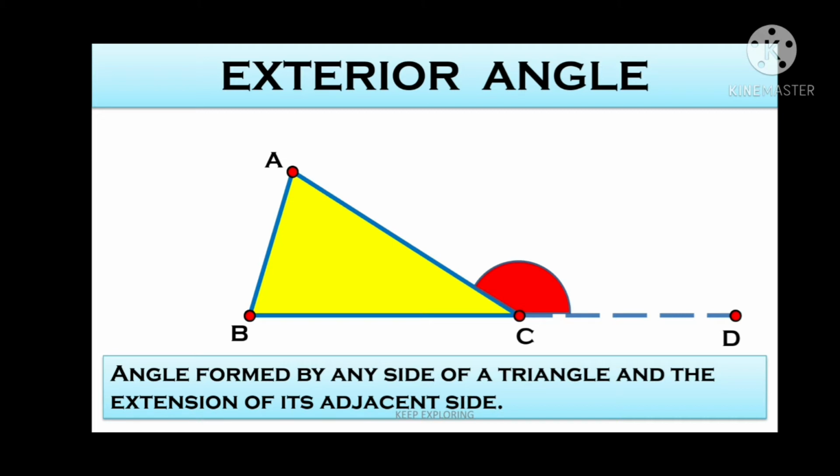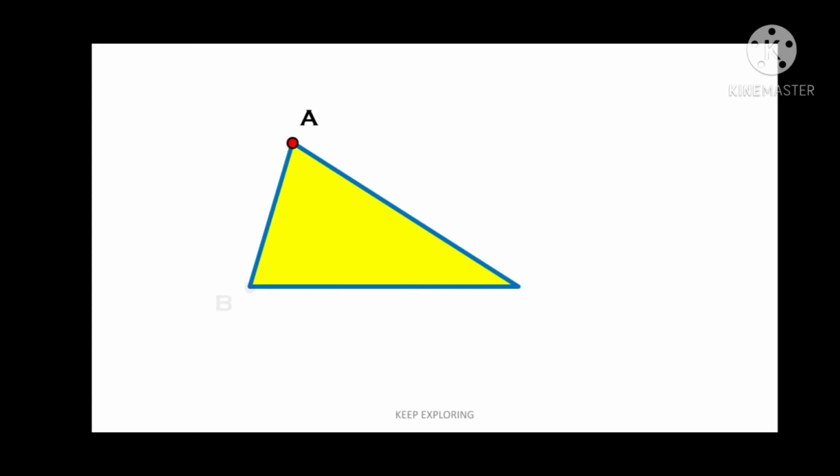So an exterior angle is formed by one of its sides and the extension of its adjacent side. Like that, we can see here angle ACD is an exterior angle as it lies outside the triangle ABC. Like that, we can extend and get another exterior angle.